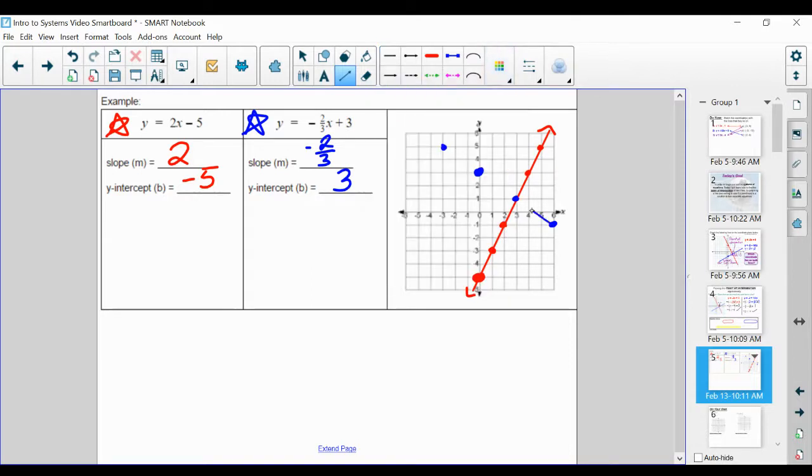We're going to find our line, and we're going to graph. Again, we always make sure we include our arrowheads, because it goes on and on and on.